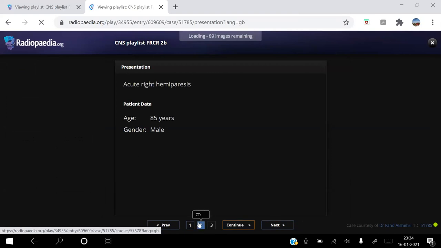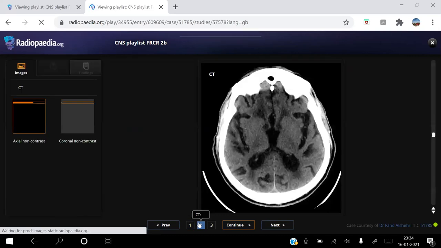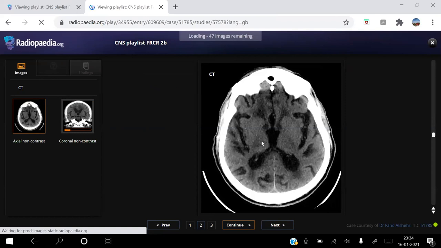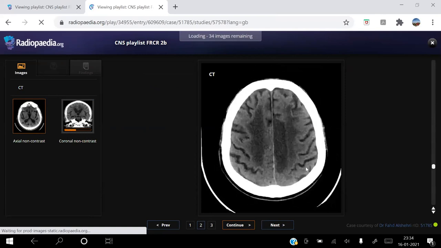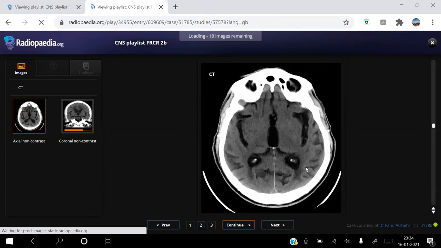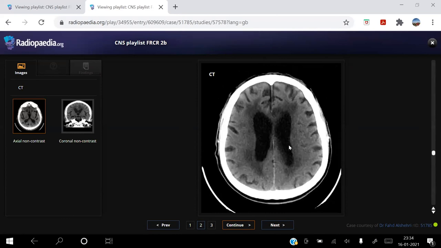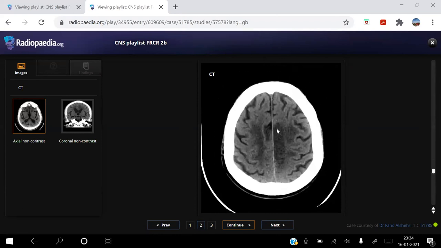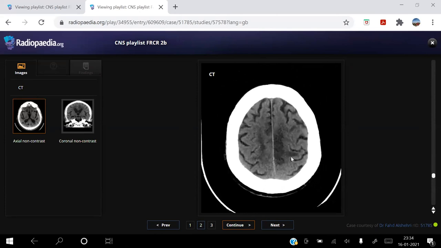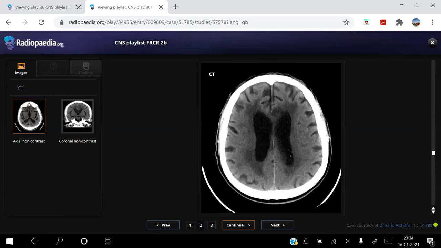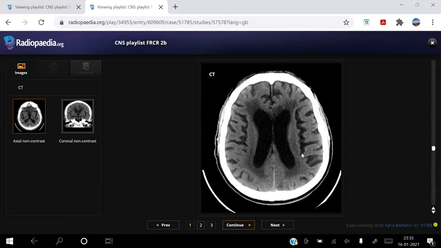This is an 85-year-old male presenting with acute right-sided hemiparesis. These are the axial non-contrast CT images. The most striking abnormality is a band-shaped hypodensity in the left ACA territory involving the left frontal and parietal lobes, corresponding with a subacute infarct in the left ACA territory. The rest of the brain parenchyma shows age-related atrophy and white matter ischemic changes.